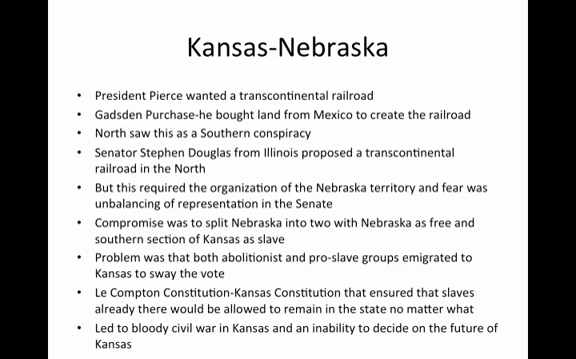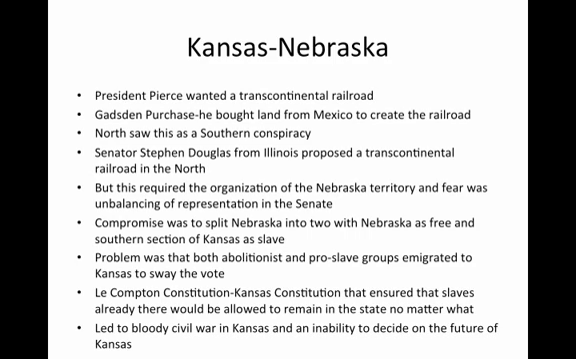So one of the Northern senators, Senator Stephen Douglas from Illinois, proposed a transcontinental railroad for the North. However, to create this in the place that he wanted to have, it would require the organization of the Nebraska Territory. And there was a fear that by allowing Nebraska in, it would unbalance the representation in the Senate. So a compromise was reached to split Nebraska into two. One, with Nebraska up in the north as free, and two, with the southern section becoming slave, known as Kansas.